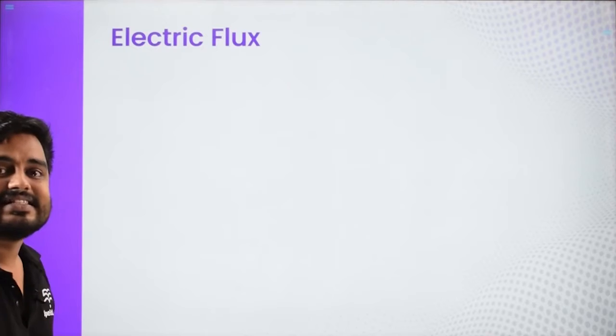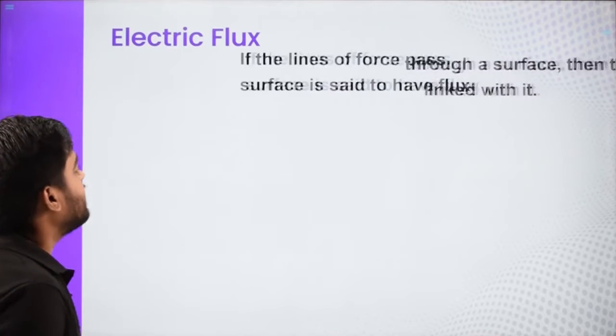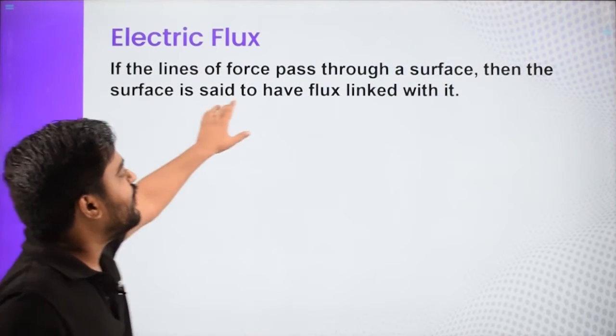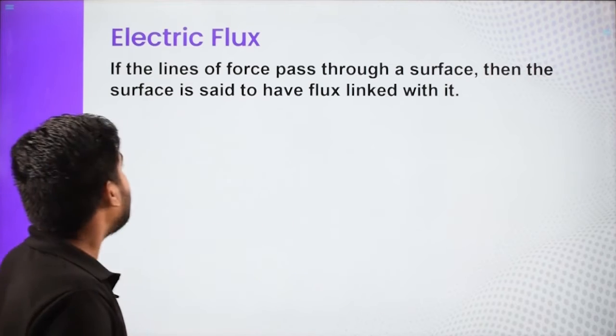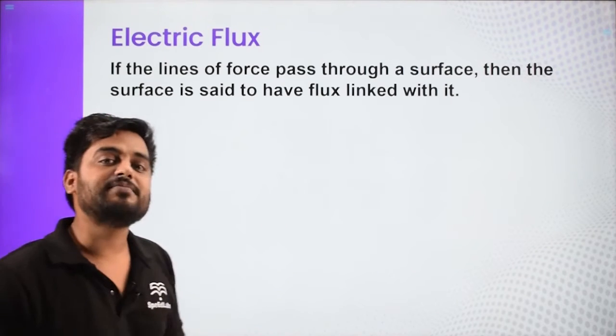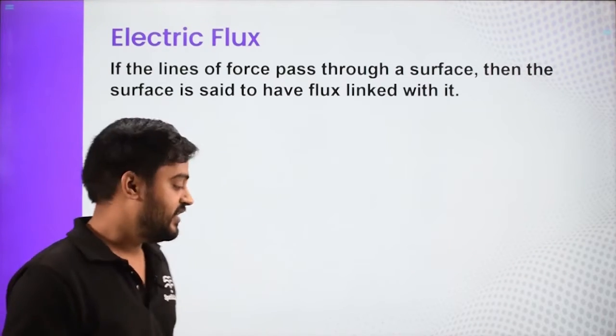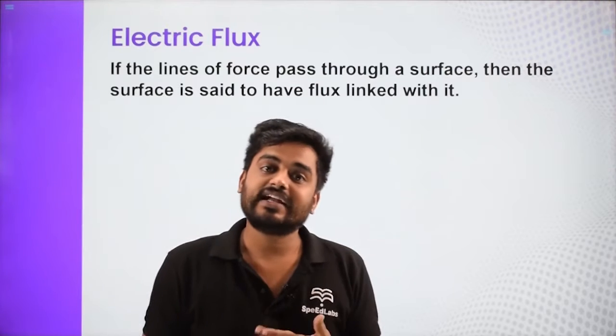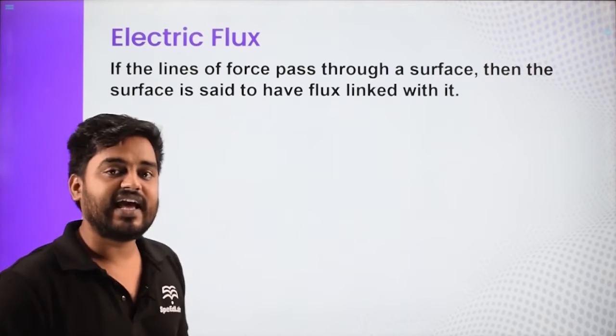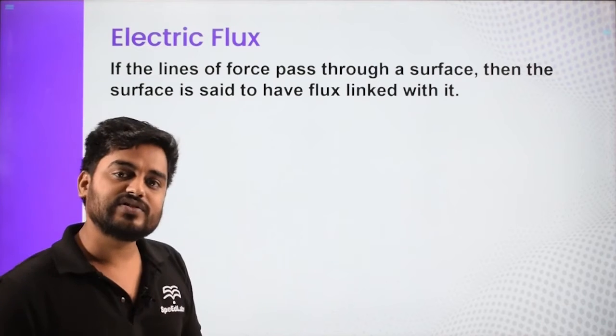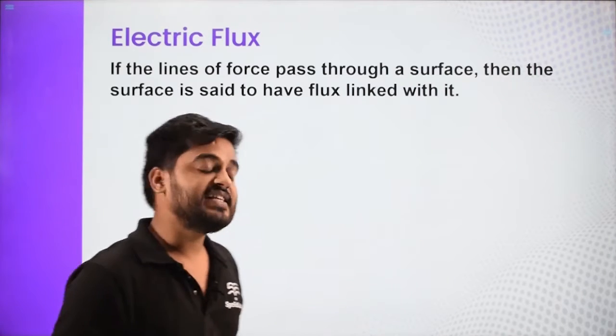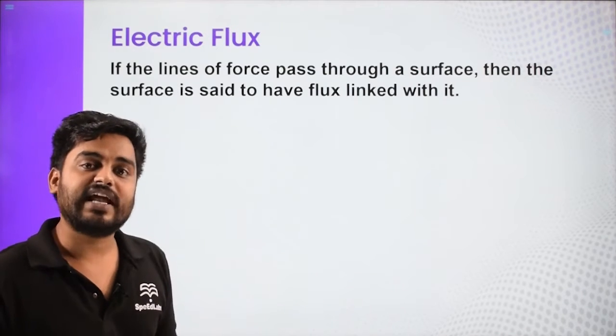Now let us discuss electric flux. If the lines of force pass through a surface, then the surface is said to have some electric flux associated with it. So if an electric field is represented by electric field lines, and those lines are crossing a particular surface, then we say that surface is having some electric flux.